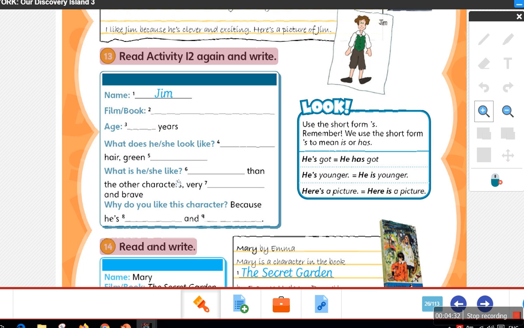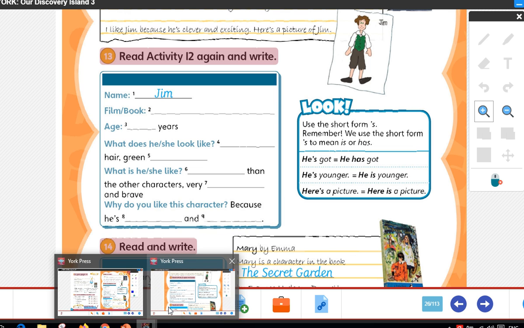What's he like? Is he older or younger than the other characters? He's very and brave. Try to remember. Check your memory. Why do you like this character? Because he is... and what should we write in this space? Maybe he's clever, exciting, or brave and kind. Try to focus, go back to the text, and fill in the spaces. Okay, did you think?